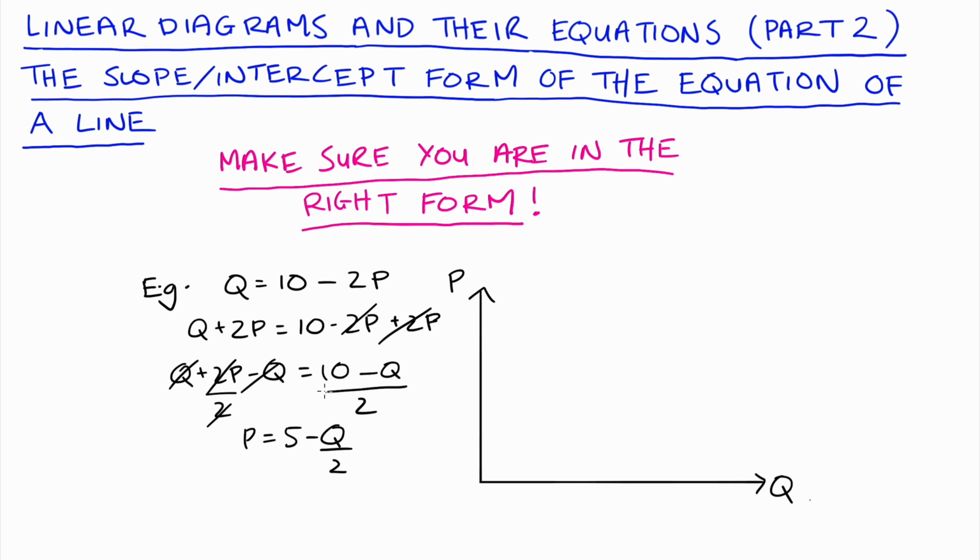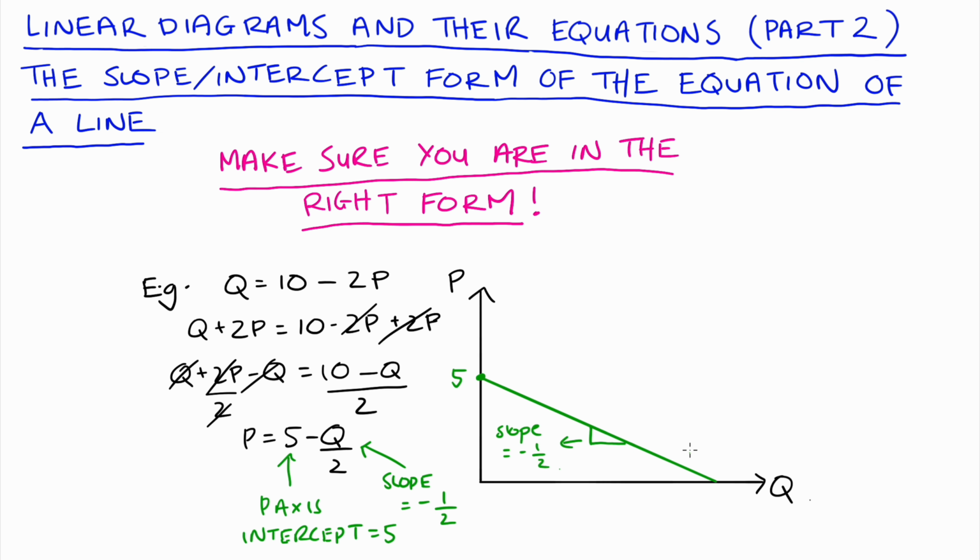Our price axis intercept is equal to that constant. It is equal to 5, and our slope is equal to -0.5. That is the coefficient on the quantity variable, the horizontal axis variable. So if we drew that on our diagram, maybe it would look something like this.